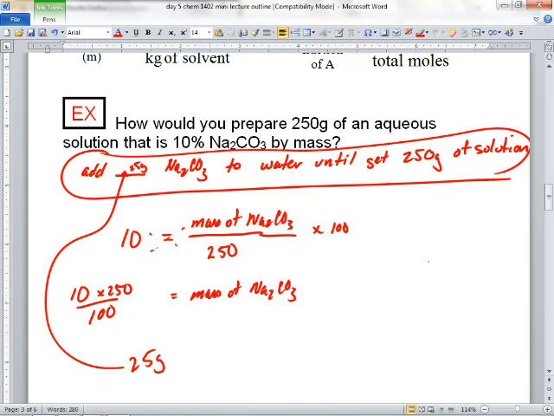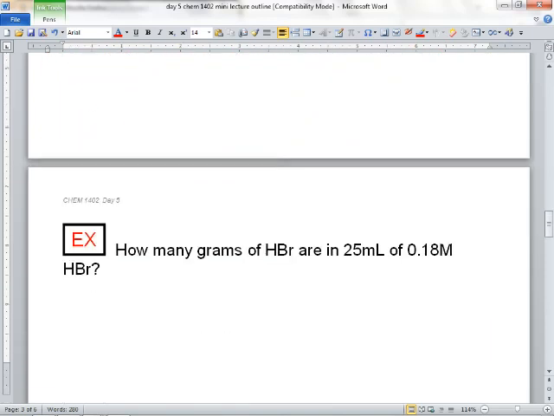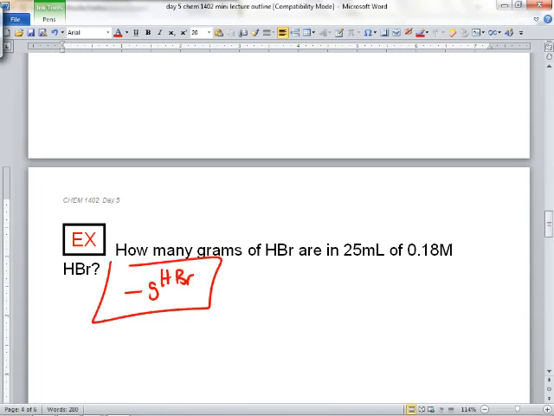Okay, do you see the game plan? Pick the equation, plug in the variables that you know. Now notice the difference in this question. It's not how would you prepare. So nice. Just one answer is all they give. In fact, it's how many grams of HBr. So that is our answer. Right? There's no how would you prepare stuff. So how many grams of HBr are in 25 mils of 0.18 big M, that's called molar, HBr?